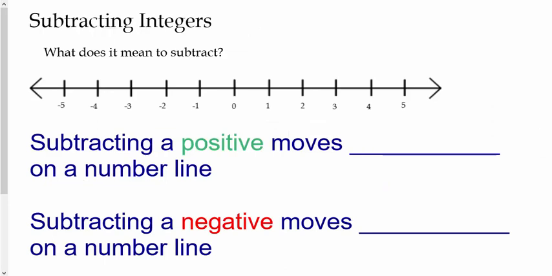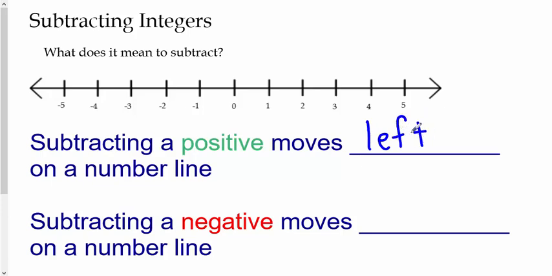Now let's think about subtracting. Subtracting means taking away or losing, right? And all of this is going to basically just be the opposite of what we did when we added. So if I subtract a positive, I take away something good, then I lose, right? So I'm going to move to the left on the number line.